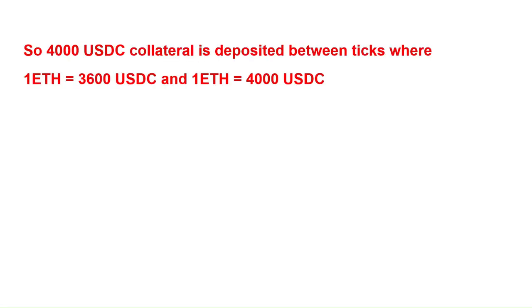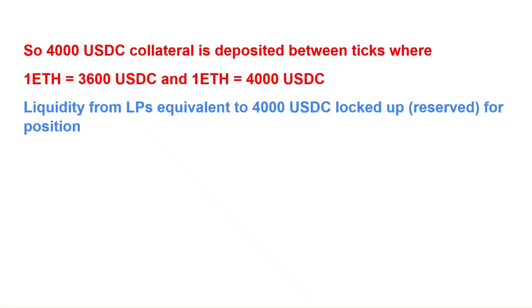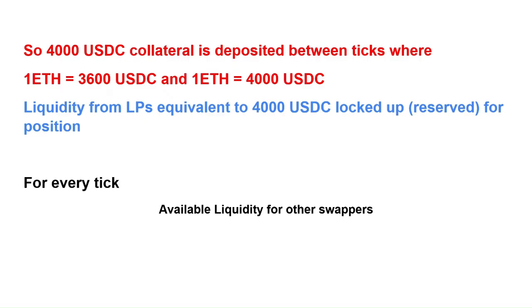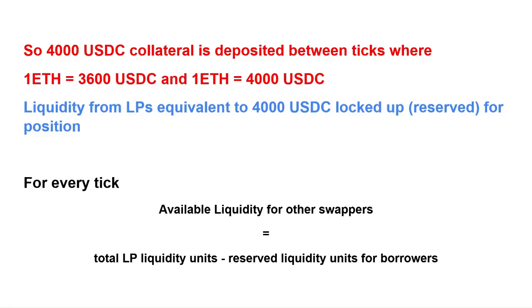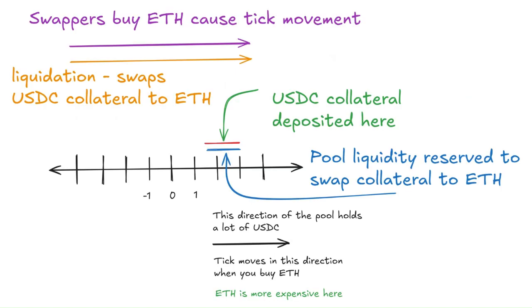So now in this range, what we do is we place a claim on the LP liquidity. So the effective liquidity, which is available to other swappers, is basically reduced as it is reserved by the collateral position. So the regular swaps which buy ETH cause a tick movement to the right. And when the liquidation range of the borrower is reached, that time there are liquidation swaps which happen. Basically, the USDC deposited in that position gets converted into ETH by the reserved pool liquidity as we move right.